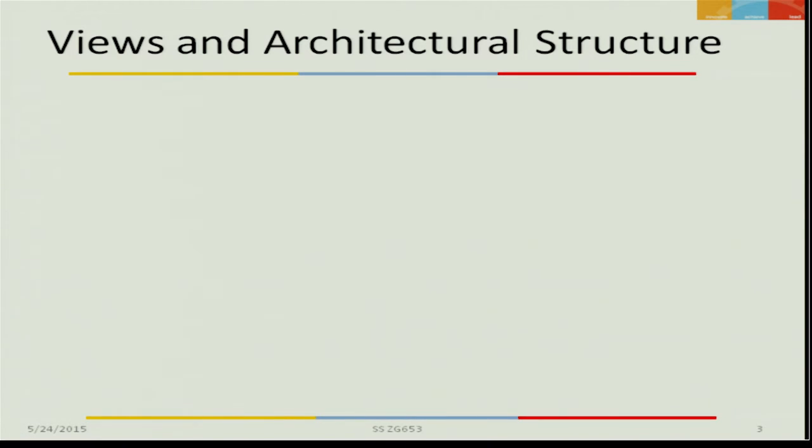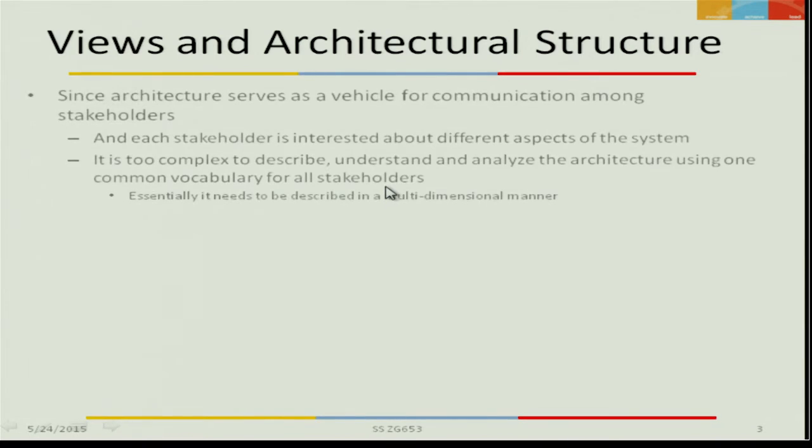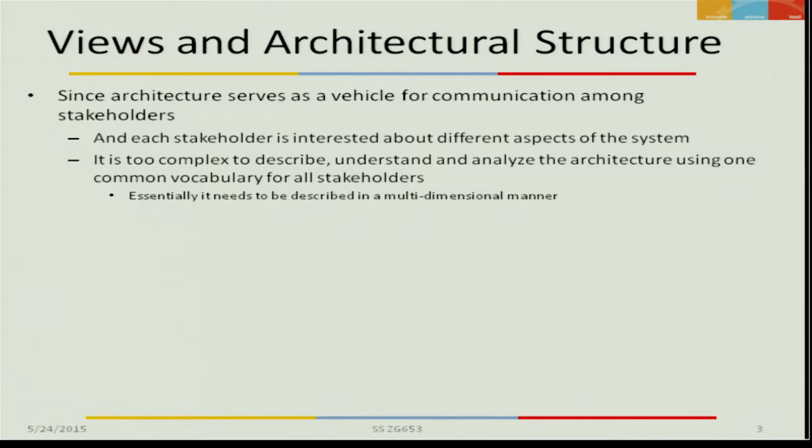Then the next important part is architecture views and architecture structure. If you remember, we talked about architecture structure and architecture behavior. We are now focusing on architecture structure. Since the architecture serves as a vehicle for communication among the stakeholders, it's a blueprint, and each stakeholder is interested in different aspects of the system.